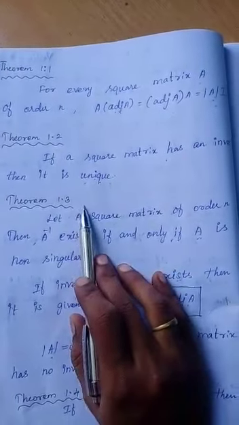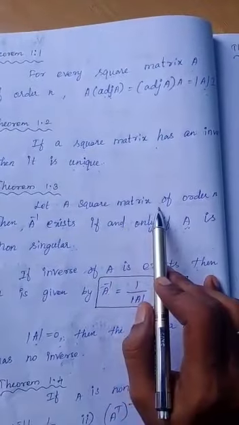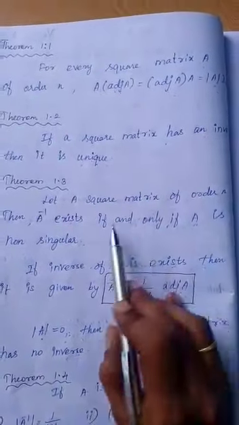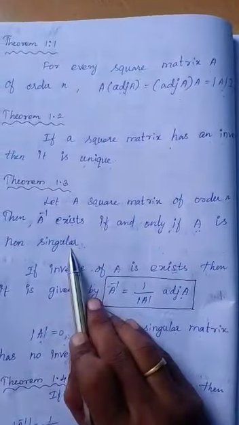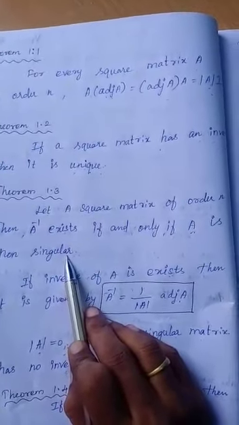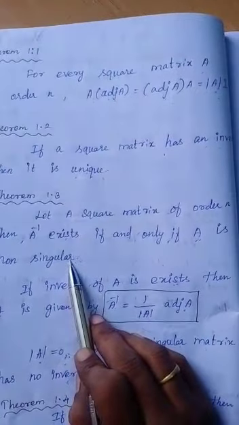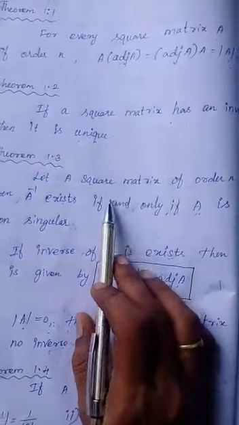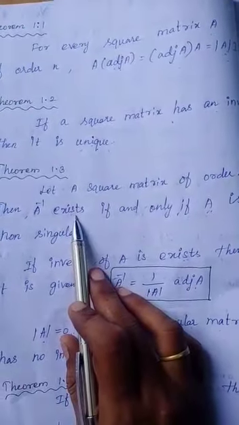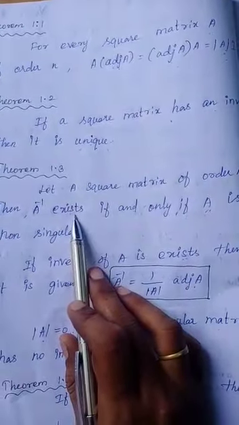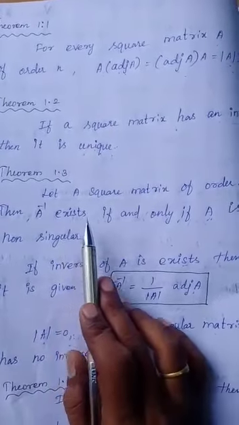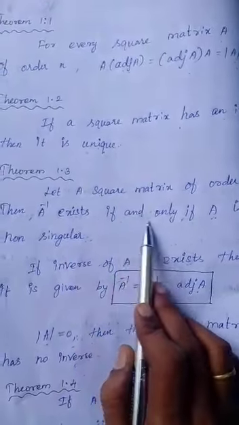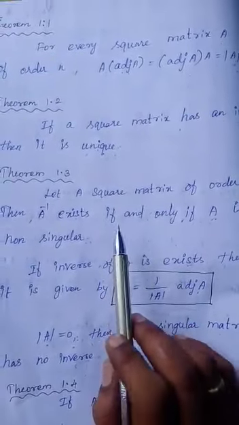Theorem 1.3. Let A be a square matrix of order n. Then A inverse exists if and only if A is non-singular. The meaning of this statement is: given A is a square matrix, if a matrix has an inverse, then it should be a non-singular matrix. If the matrix is a non-singular matrix, then that matrix has an inverse A inverse. This is the meaning of this theorem. If and only if means the converse is also true.